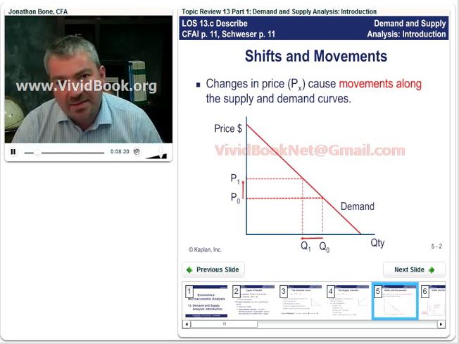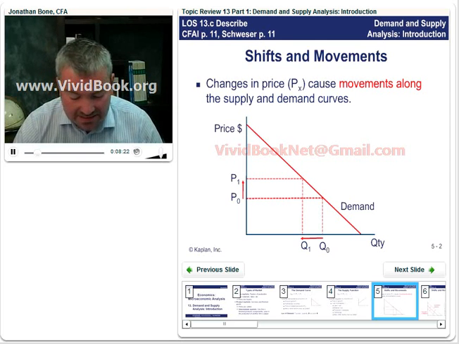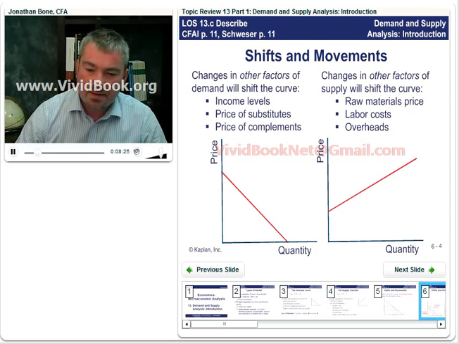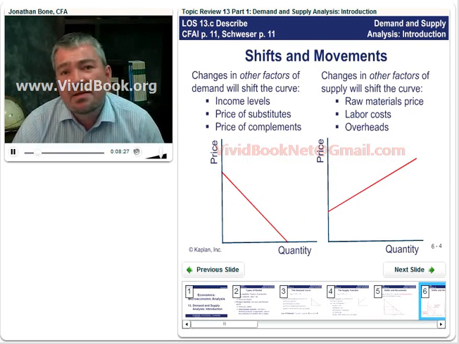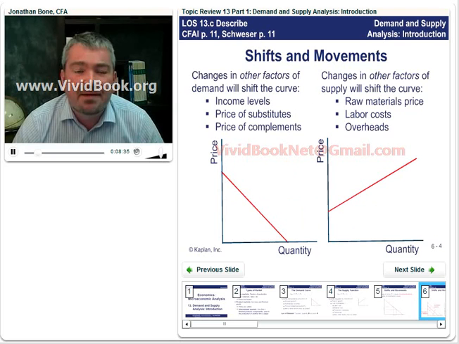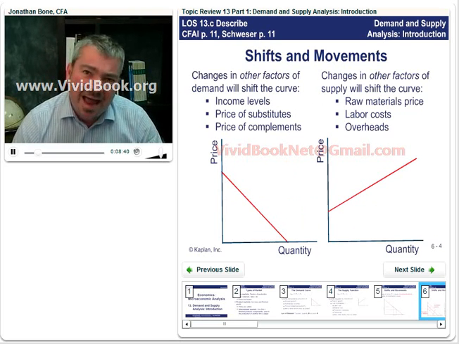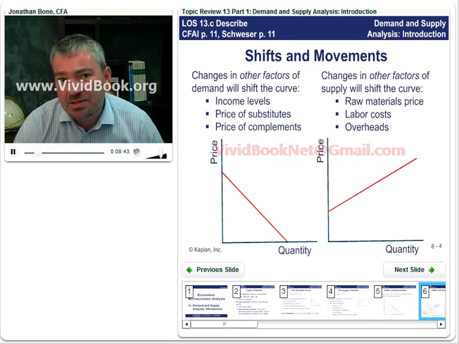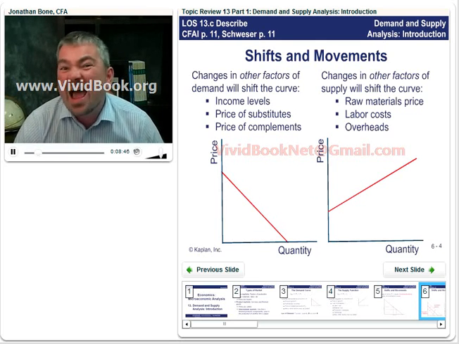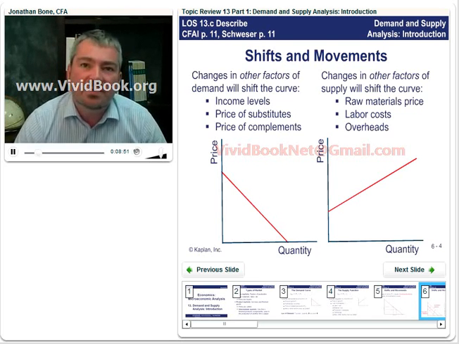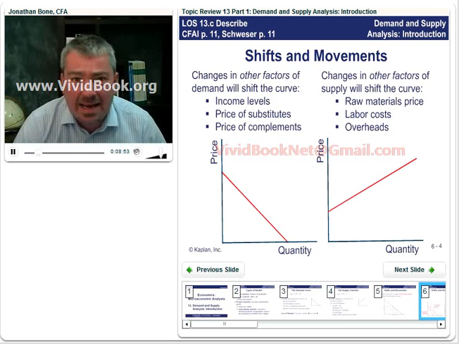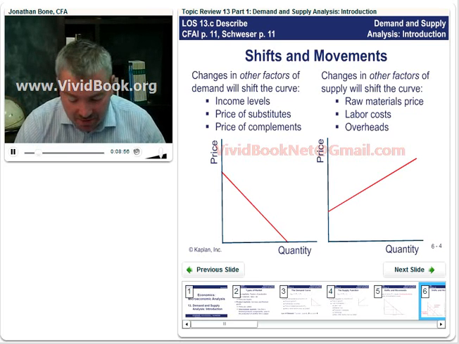Now, what we then need to do is look at factors that shift the demand curve itself. What you'll notice straight away is the factors that cause movements in the demand curve itself are our exogenous factors. And you can see we've got factors that affect demand and factors that affect supply. So in other words, our endogenous factors, price and quantity, shift us along the demand curve. Our exogenous factors shift the demand curve itself. So what were our exogenous factors? They were things like income levels, the price of substitutes, the price of complements.